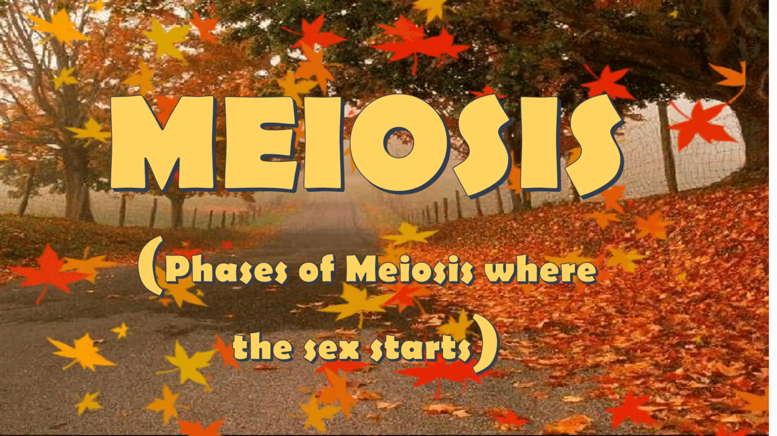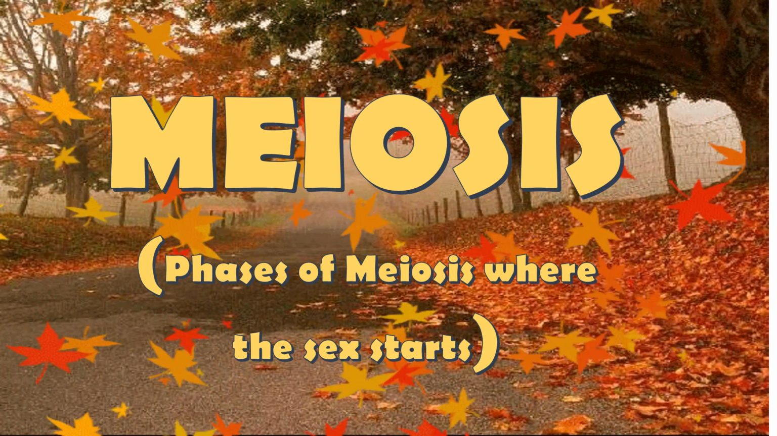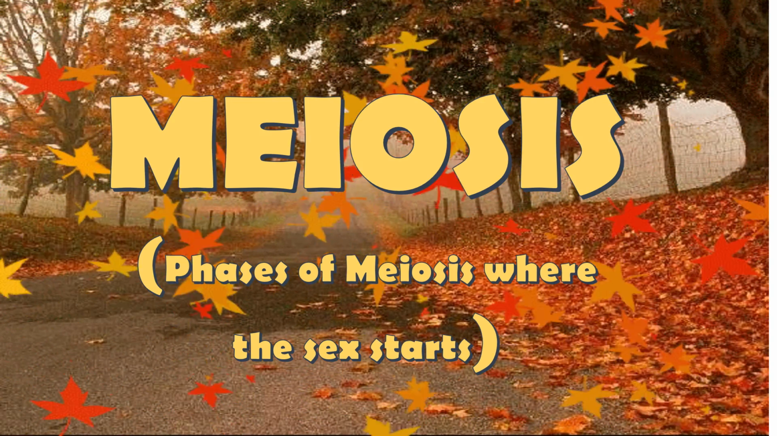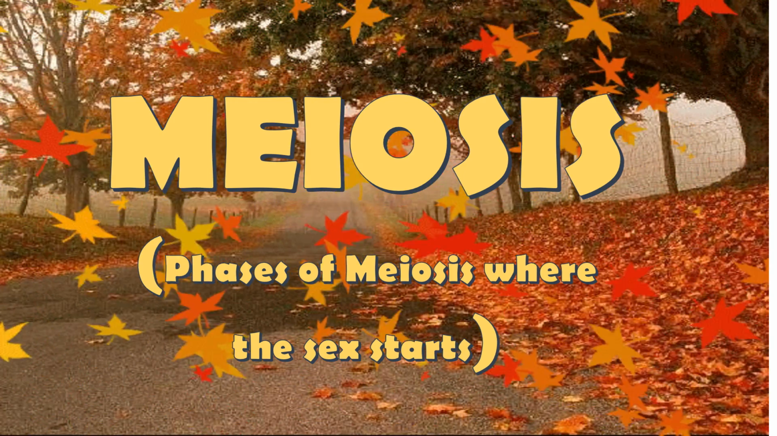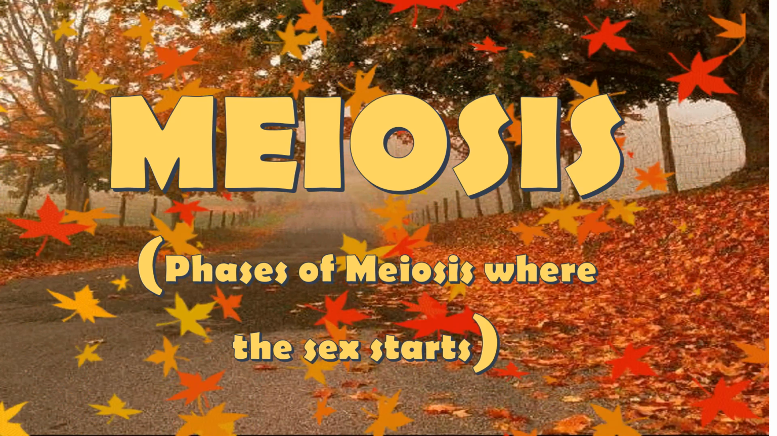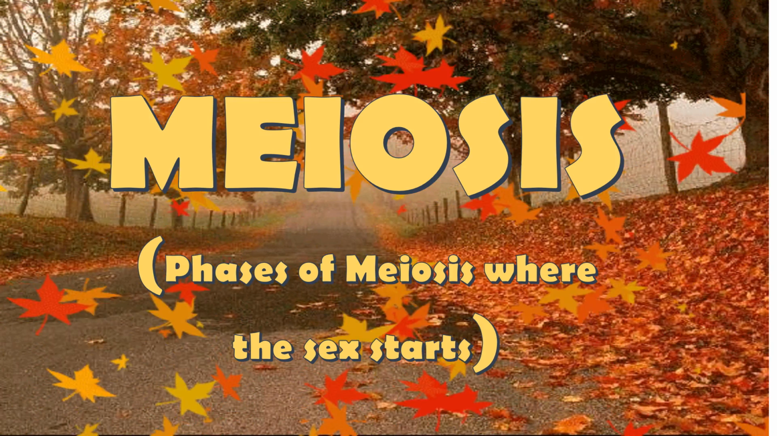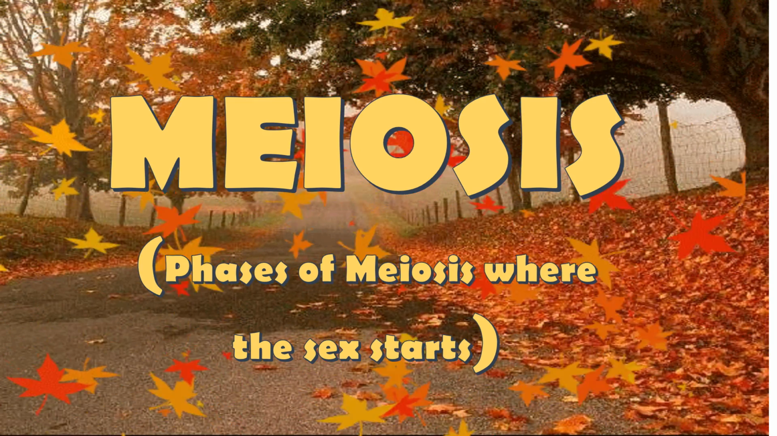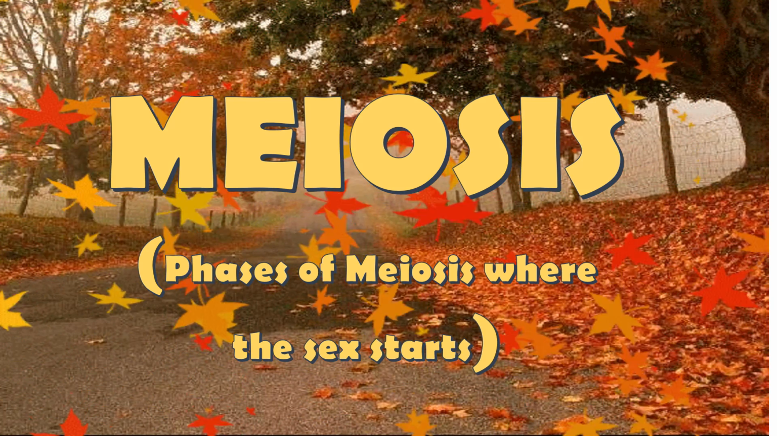So today our topic is all about meiosis, the phases of meiosis. Meiosis is a type of cell division used by multicellular organisms in the formation of reproductive cells, or what we call the gametes, such as the sperm cells and the egg cells, or spores. Meiosis is similar to mitosis in several ways.